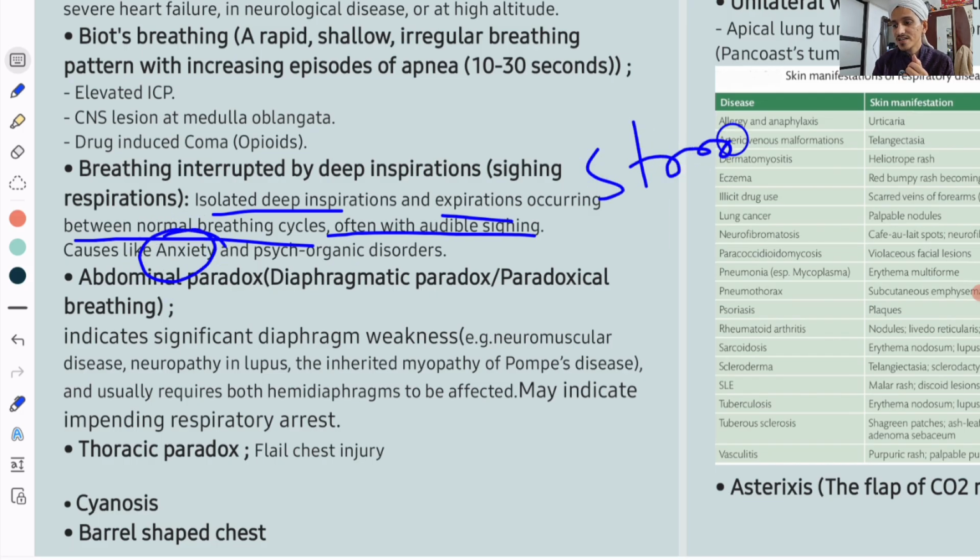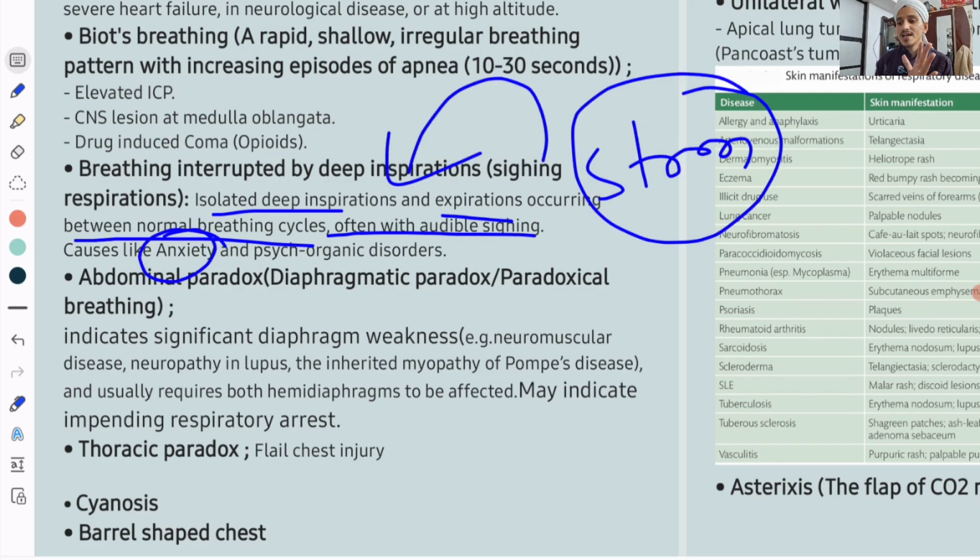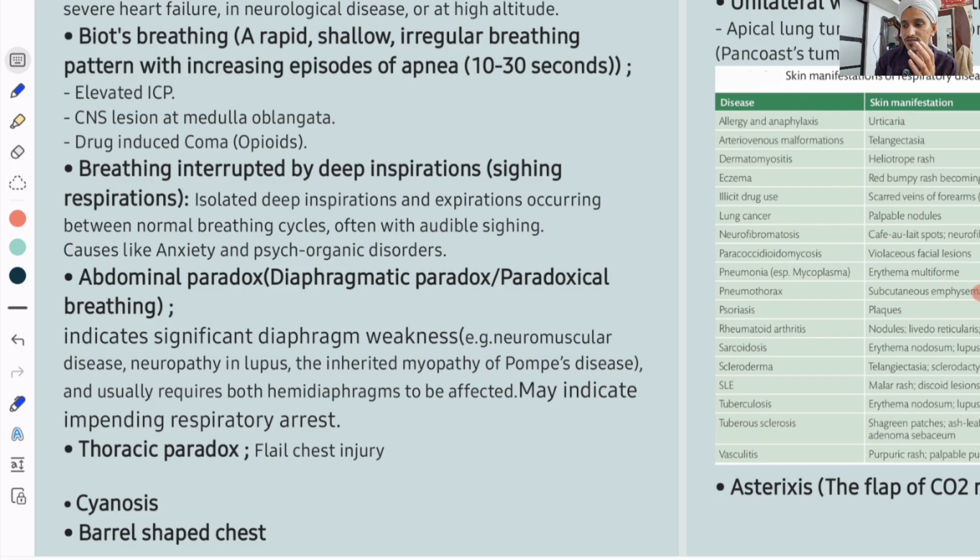So this type of respiration you will see commonly in OPDs. Okay, and the patient will think he has some big disorder, though the patient will be young and nothing will be there. Okay, so deep single sighing respirations you will see in stress or psychiatric patients. Okay, so that's about sighing respirations.